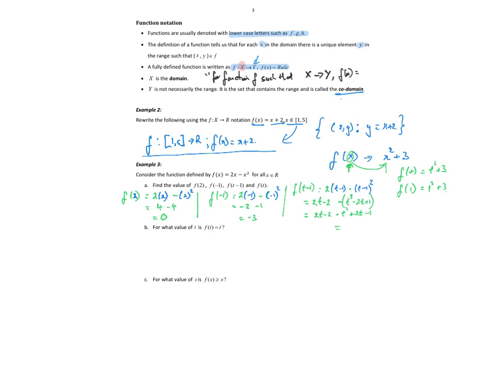That's a bit clearer. So I've got two lots of 2, so I've got a negative t squared. 2t plus 2t is plus 4t, and minus 2 minus 1 is minus 3. So that's what we expand to.